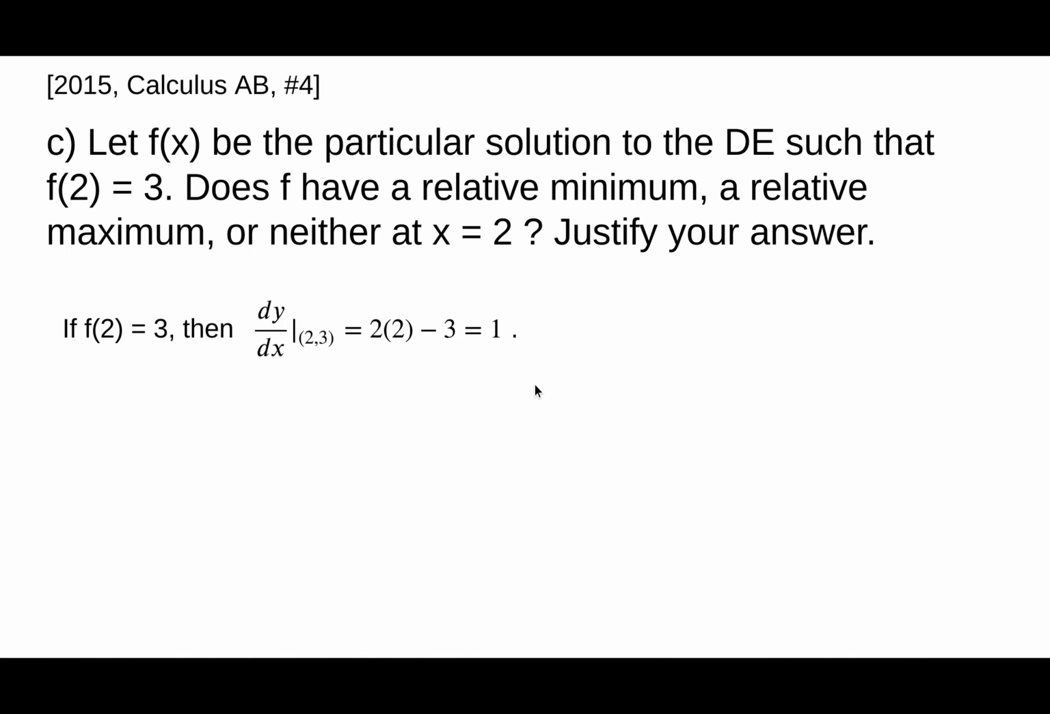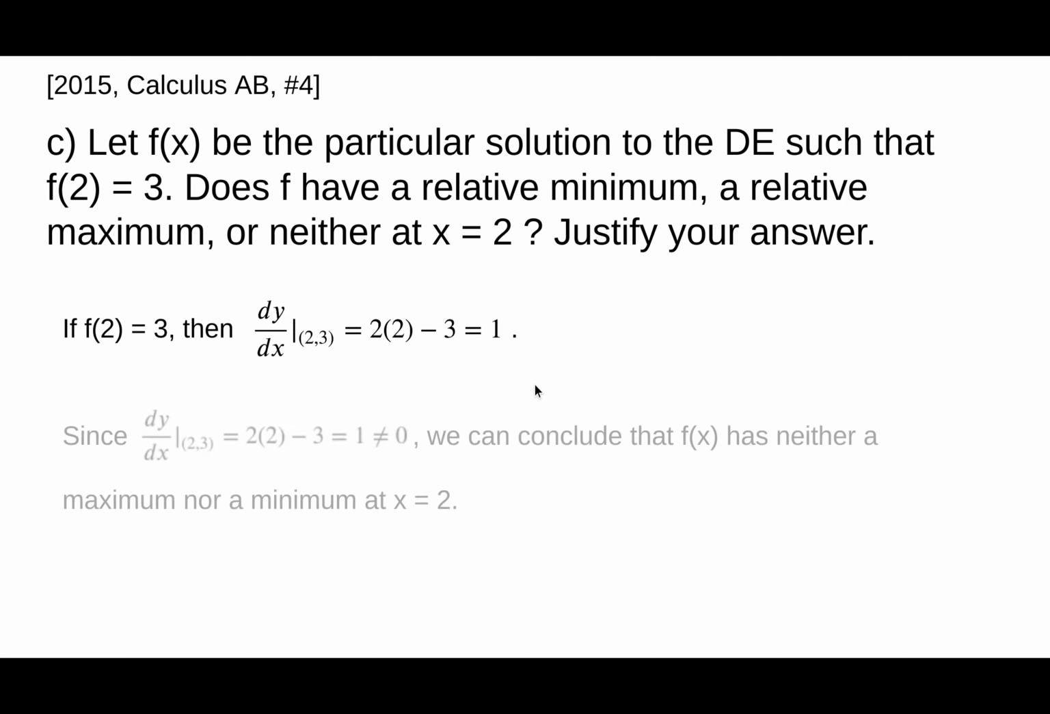And that formula tells us that dy/dx at the point 2 comma 3 is 1. Notice that 1 is not equal to 0. And from this we can conclude that f of x has neither a maximum nor a minimum at x equals 2.